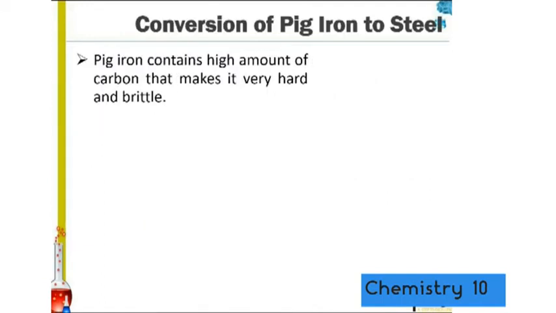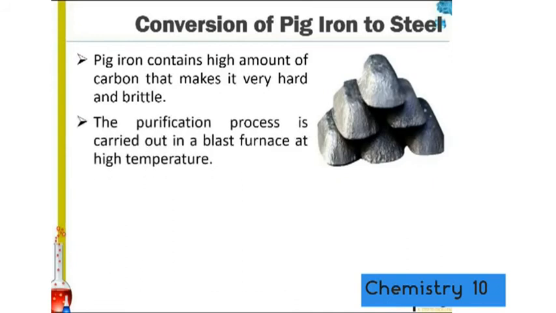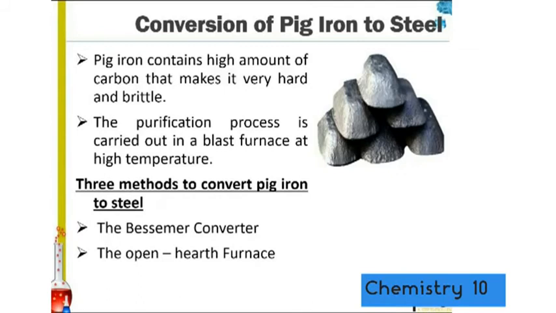In contrast, pig iron contains a high amount of carbon and makes it very hard and brittle. The purification process of pig iron is carried out in a blast furnace at a high temperature. 3 methods can be used to convert pig iron into steel: the Bessemer Converter, the Open-hearth Furnace, and the basic oxygen process.